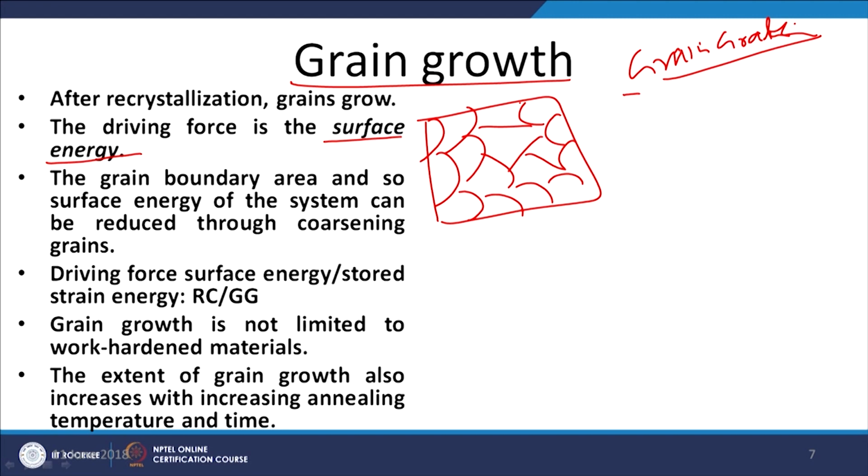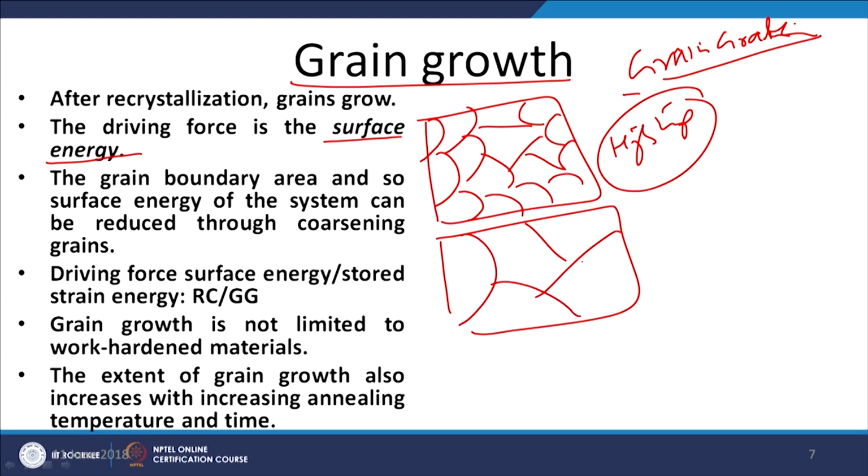So, whenever such a system is exposed to higher temperature, this kind of metal tends to achieve a more stable state by reducing the surface energy, and for that purpose it tends to grow in size. The driving force for the grain growth is the surface energy and the grain boundary area, and so the surface energy of the system can be reduced through the coarsening of the grains and the grain growth, and therefore it is not associated with the stored energy, but it is associated basically with the surface energy.